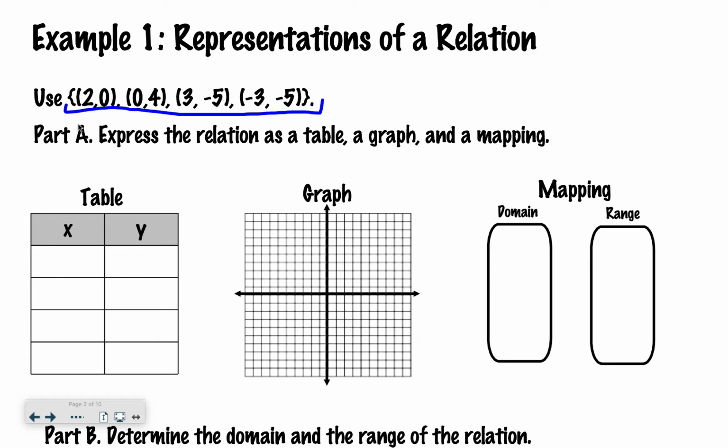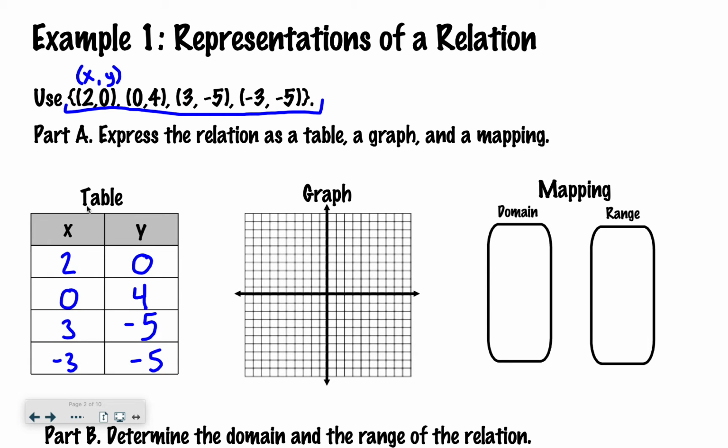You guys have been doing this for a couple of years now, so hopefully this doesn't seem too overwhelming. Just to review, remember an ordered pair is always x comma y. When in doubt, alphabetical order, right? So I would put 2 in the x column, 0 in the y column. Then 0 in the x column, 4 in the y column, 3 in the x column, -5 in the y column, and then -3 in the x column, -5 in the y column.